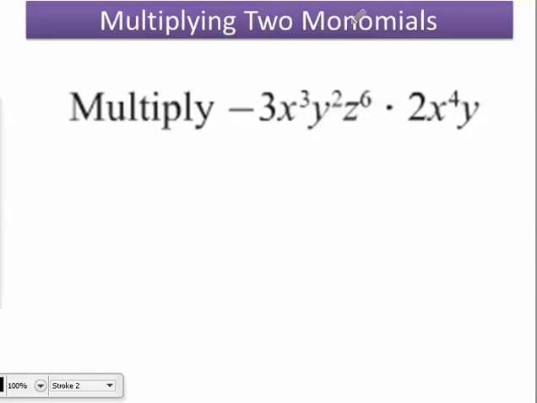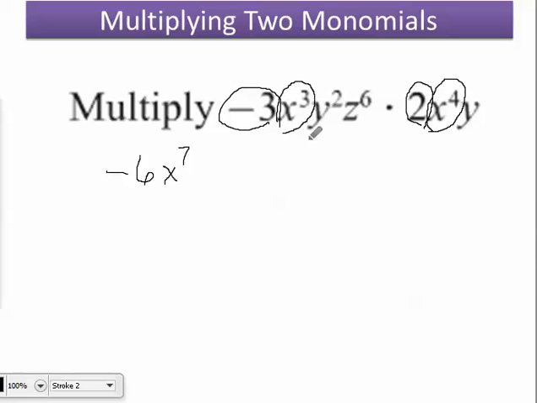If I'm multiplying two monomials together, the first thing I'm going to do is multiply their constant terms. 2 times negative 3 is a negative 6. Next thing I'm going to do is pick out one of the variables, x to the 3rd power times x to the 4th power, and I know that using the exponent rules, I can just add those. That'll be x to the 7th power.